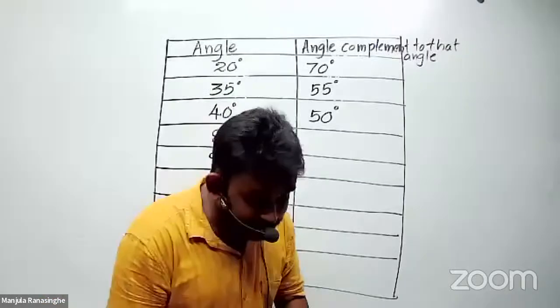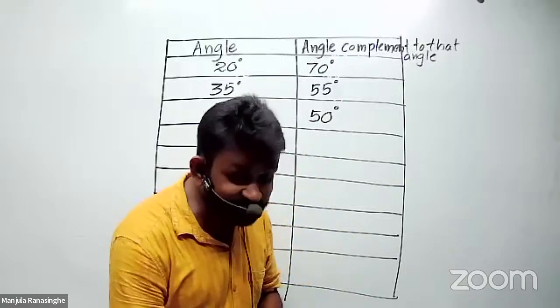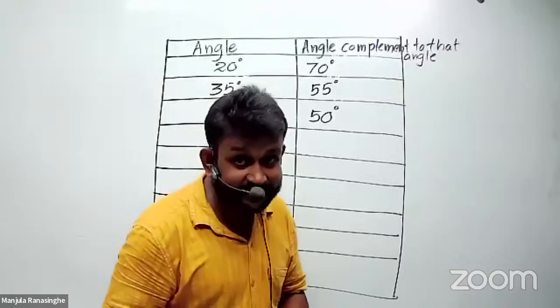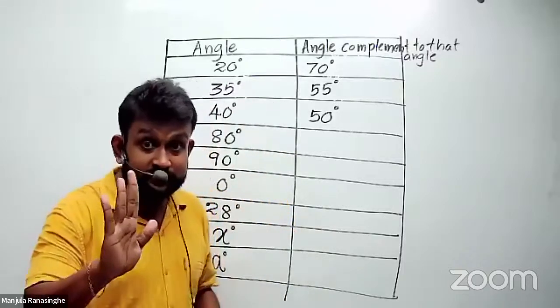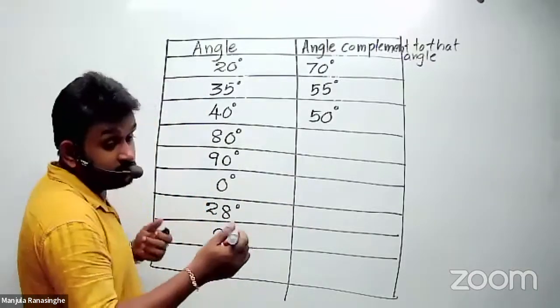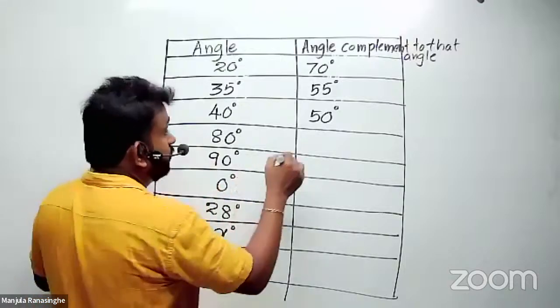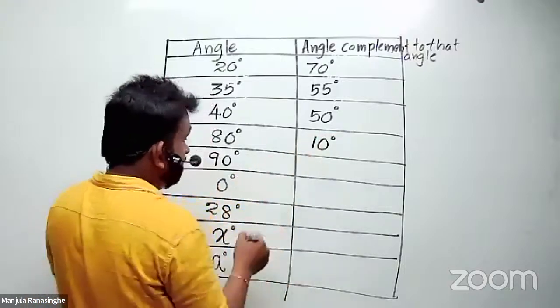Sir, I am done. Okay, right. Now we will see the answers. I have given the last two questions to think logically. Maths is like that. If you understood the concept, you can answer all the questions. So from 80 to become complementary, we require 10 more. So that is 10. Next, 90.